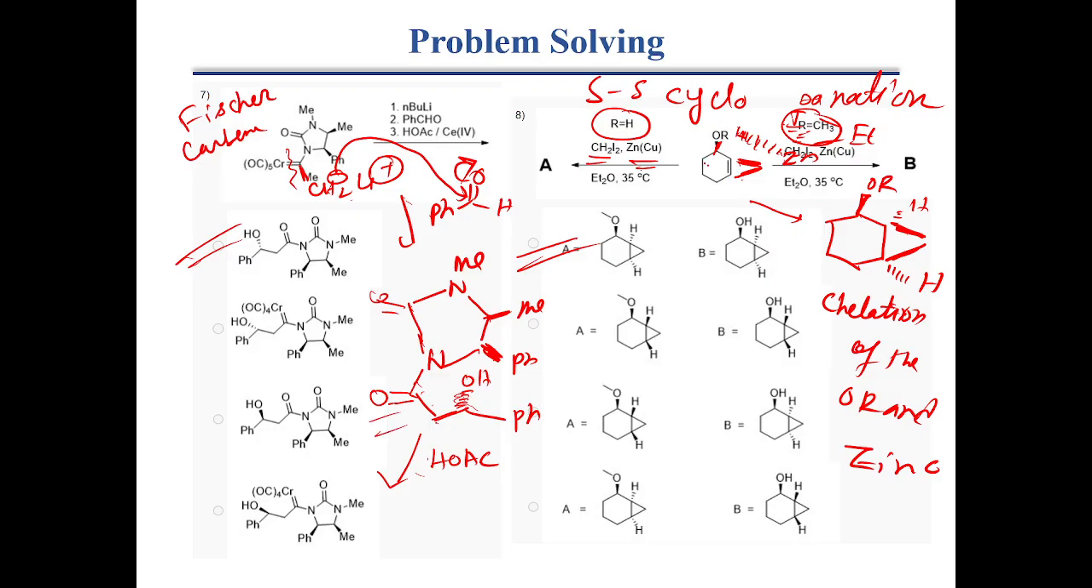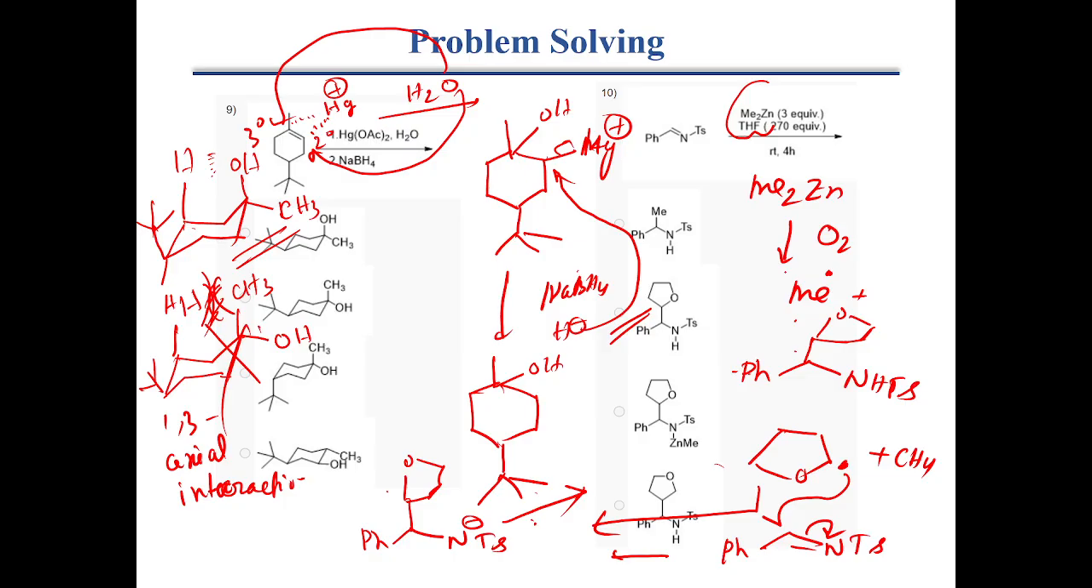Next is the Simmons-Smith cyclopropanation. In presence of directing groups such as OR or OH or O-methyl, cyclopropanation occurs from that face. So if it is beta, then cyclopropanation occurs from the beta face due to this zinc coordination. So zinc and oxygen coordination, or the directing group OH, from the same direction. That's why we are getting the same directed product.